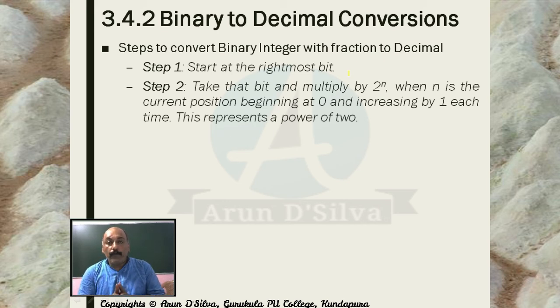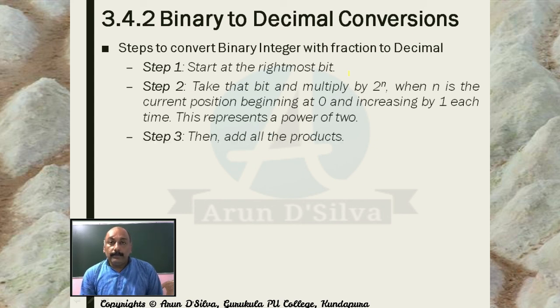As you go from the decimal point to the left, it is 0, 1, 2, increasing each time. As you go from the decimal point to the right, it goes -1, -2, -3, -4, like that. So you have to keep this point in your mind. You have to use the decimal point to decide the value of n, and then multiply by 2 to the power n.